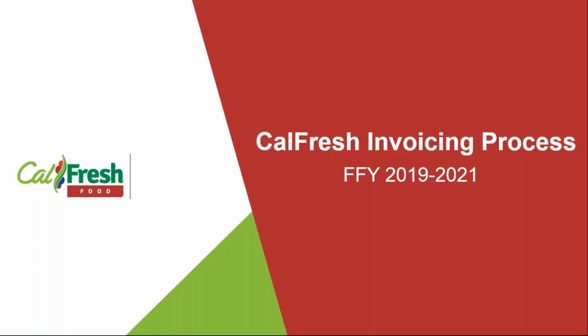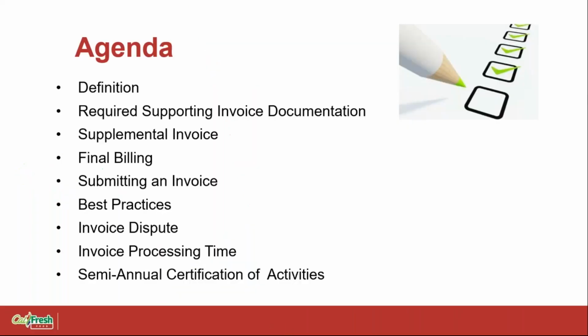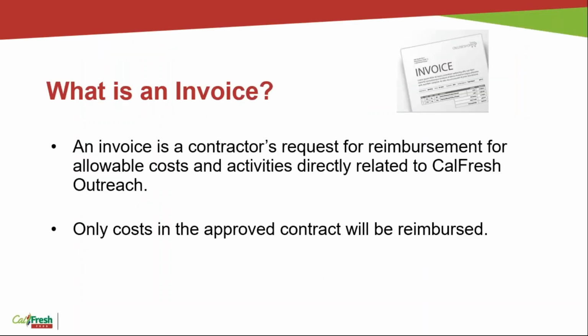Hello, welcome to the CalFresh Invoicing Guide process for federal fiscal year 2019 to 2021. Today we will discuss the invoicing process, required supporting invoice documentation, supplemental invoices, final billing, submitting an invoice, best practices, invoice disputes, invoice processing time, and semi-annual certification of activities.